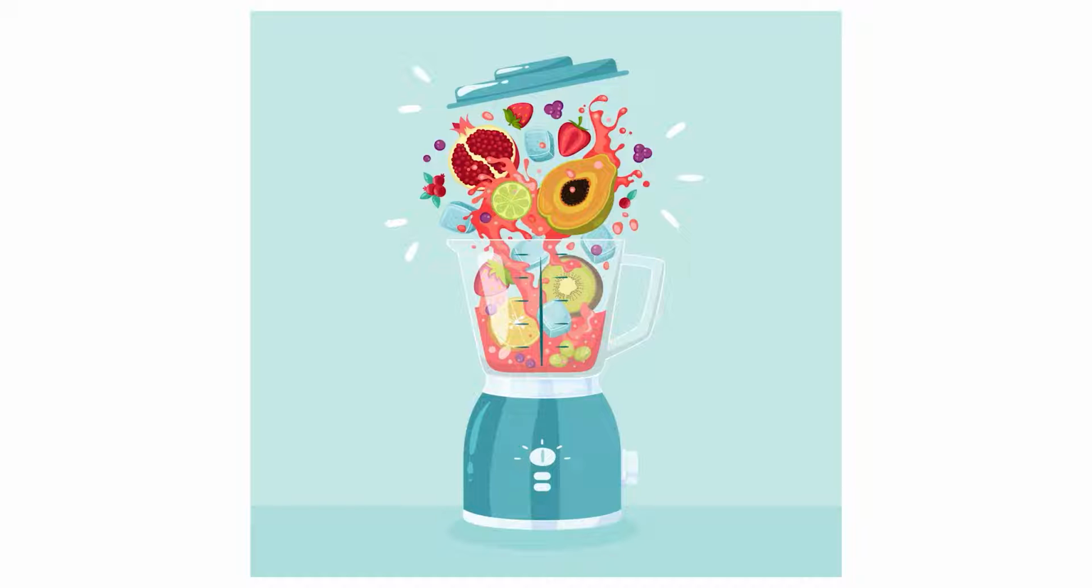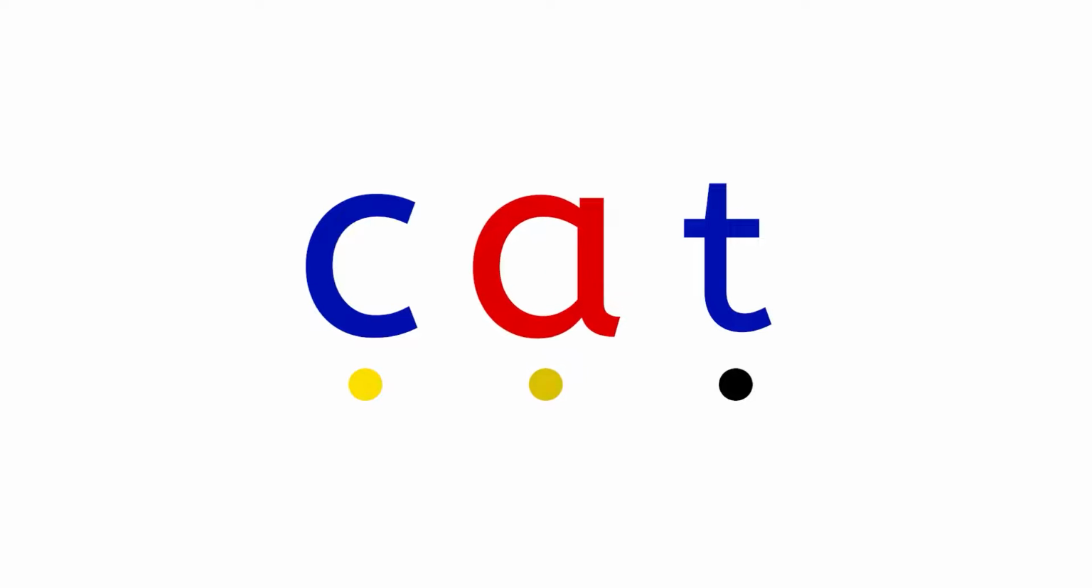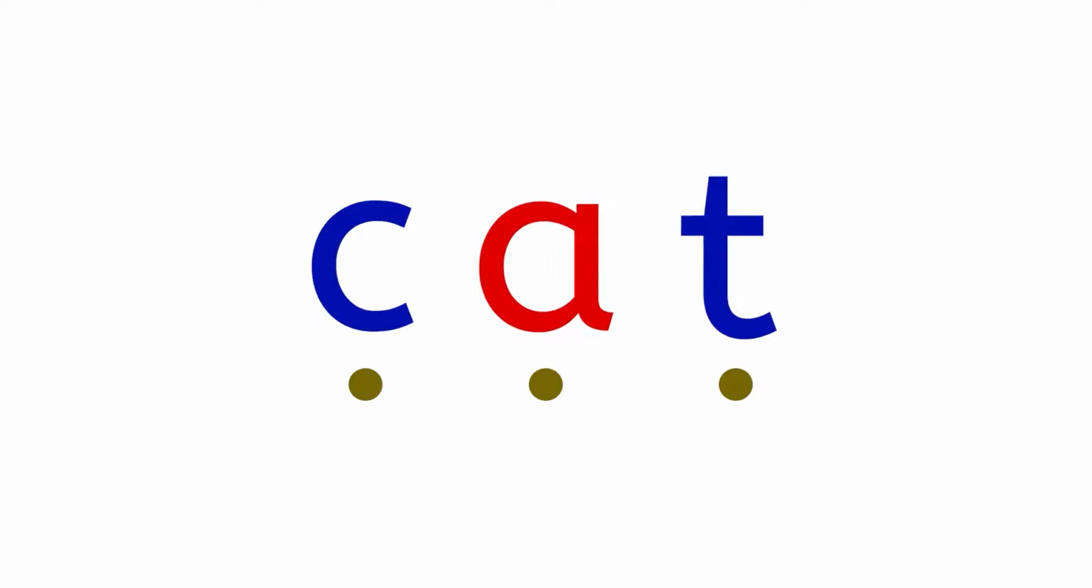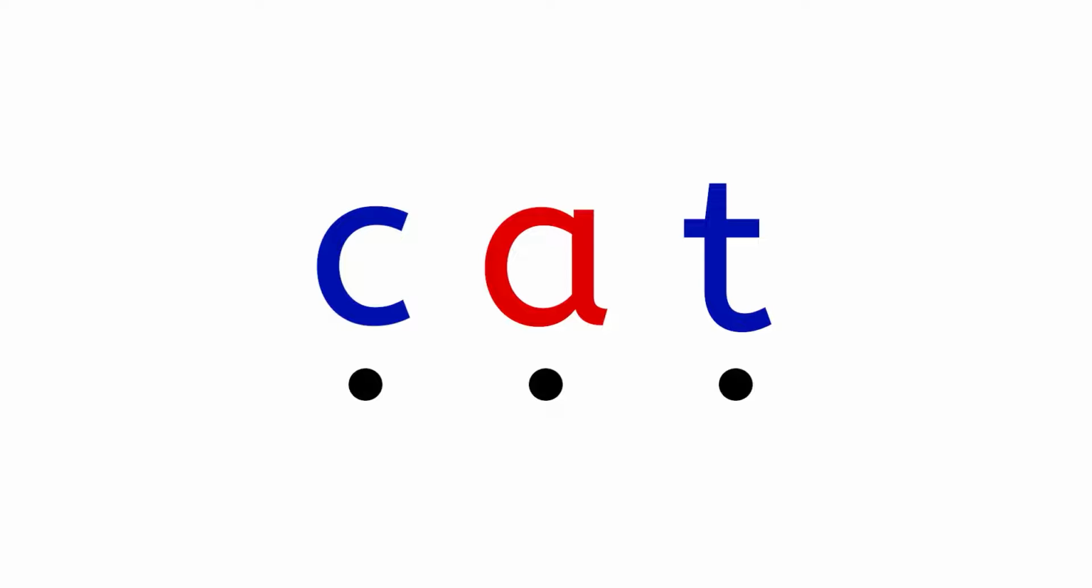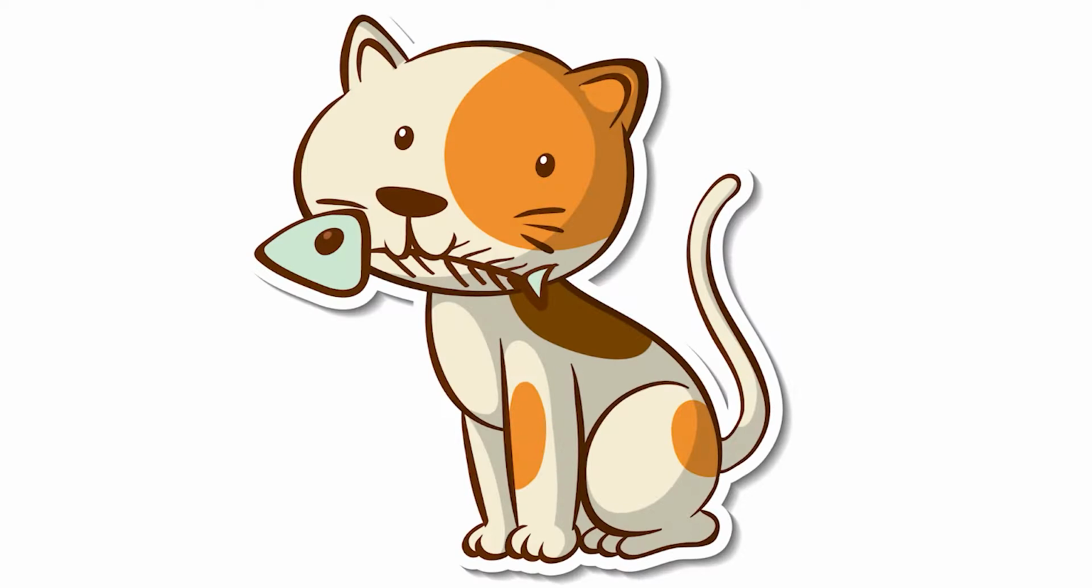Not really like that, because we have to keep them in order. We put our finger under each sound. K, A, T. Then we slide across, blending the sounds as we go. K, A, T. Cat. Let me get my map back out.